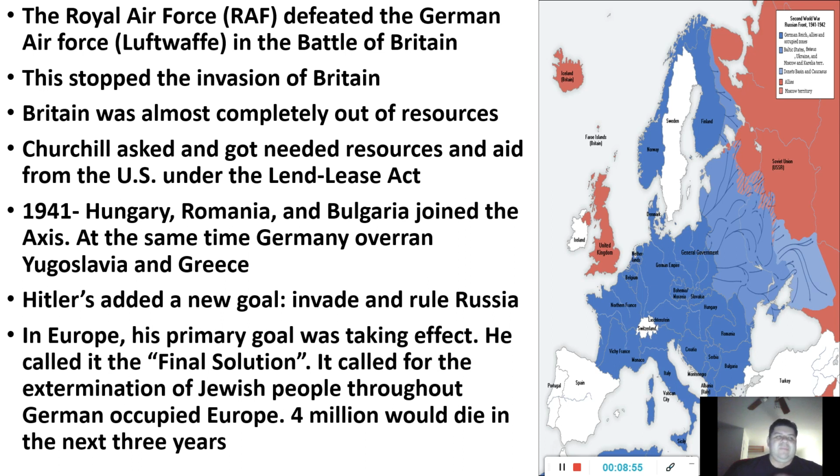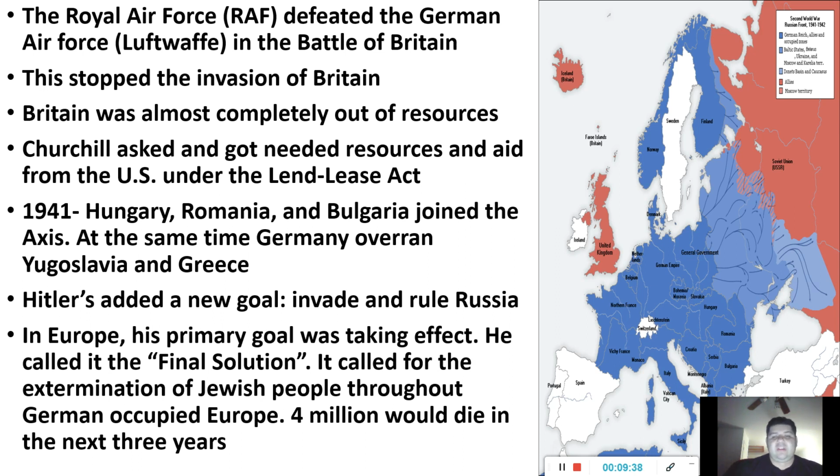The thing that Hitler and his generals did not know was that Britain was really, really low on resources: food, ammunition, steel, iron, things to make weapons. So Churchill asked and got the resources he needed from the U.S., called the Lend-Lease Act. The United States would lend old planes, old tanks, things like that, to the British, or rent them out. Basically, they would lease them out to Britain.